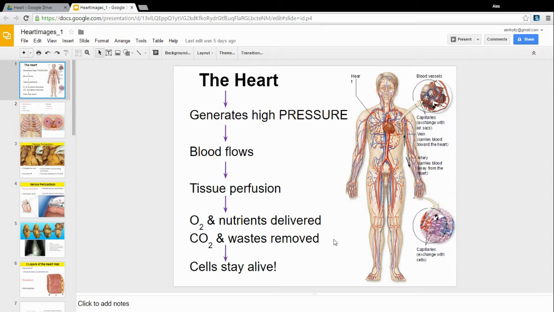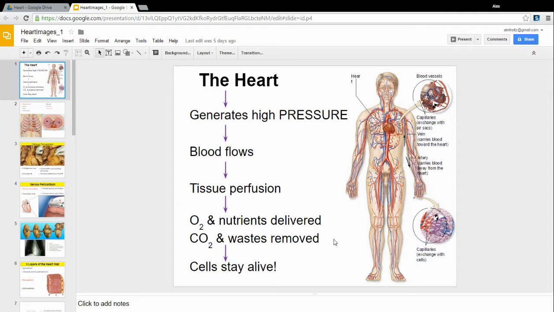All right, ladies and gentlemen, we got to talk about the heart for 3 lectures. We're going to start just with a basic idea. So we already know the heart is the pump of the circulatory system, the pump of the cardiovascular system. What is it going to do? It is going to contract. Its muscular squeezing generates high pressure. High pressure forces blood to flow. Remember, things always flow down a pressure gradient from areas of high to areas of low pressure.